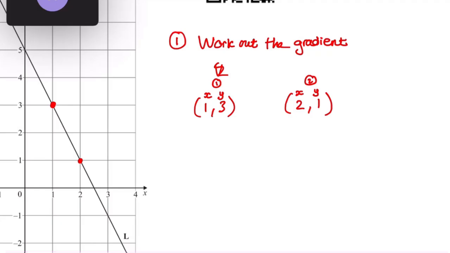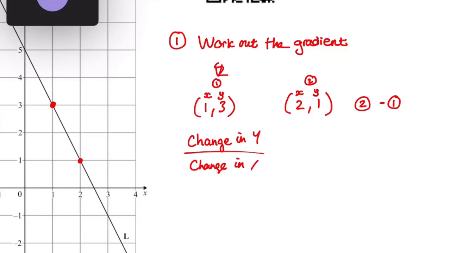Okay, and all you're going to do is 2 subtract 1. That's all you're going to do. So the gradient is just the change in y divided by the change in x. Okay, so the change in y, we're going to do 2 subtract 1, so it's going to be 1 subtract 3. And then the change in x, we're doing 2 subtract 1, so it's going to be 2 subtract 1.